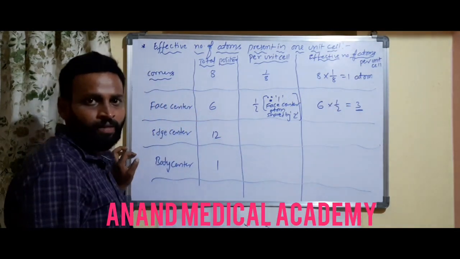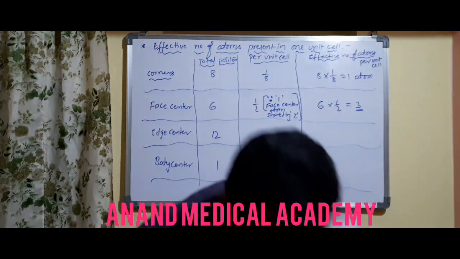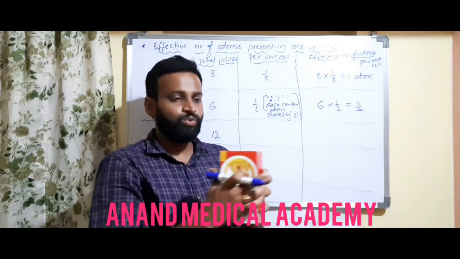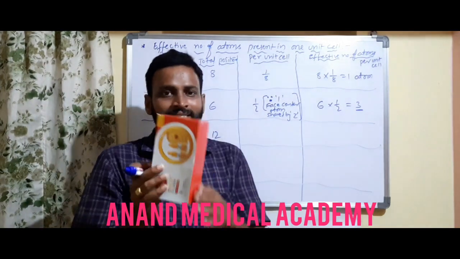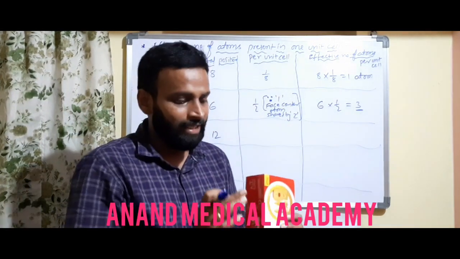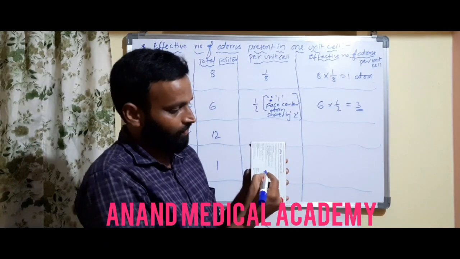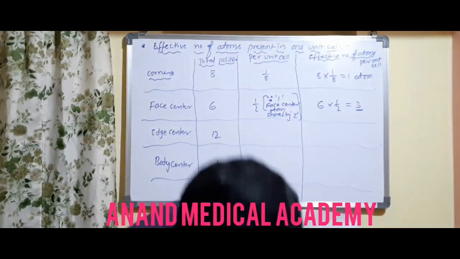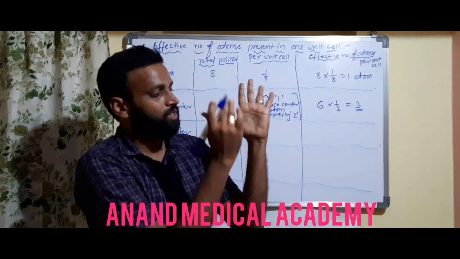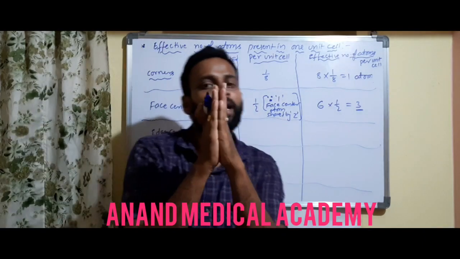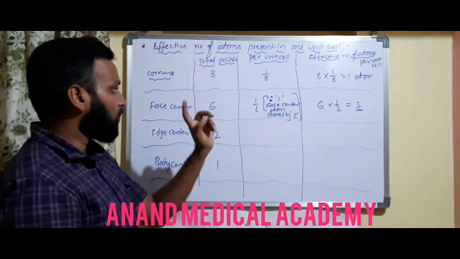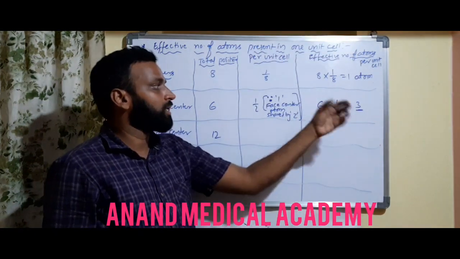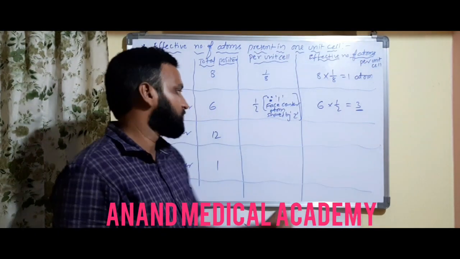Getting it? Because total how many faces do you have? 6 faces: 1, this is the backside, 2, 3, 4, 5 and 6 faces. But each face center atom is shared by 2 unit cells. So this is a face center, this is a face, this is another face, shared by how many? 2 unit cells. So total 6 face center atoms are there, but effectively per unit cell, 6 into 1 by 2, it is 3.